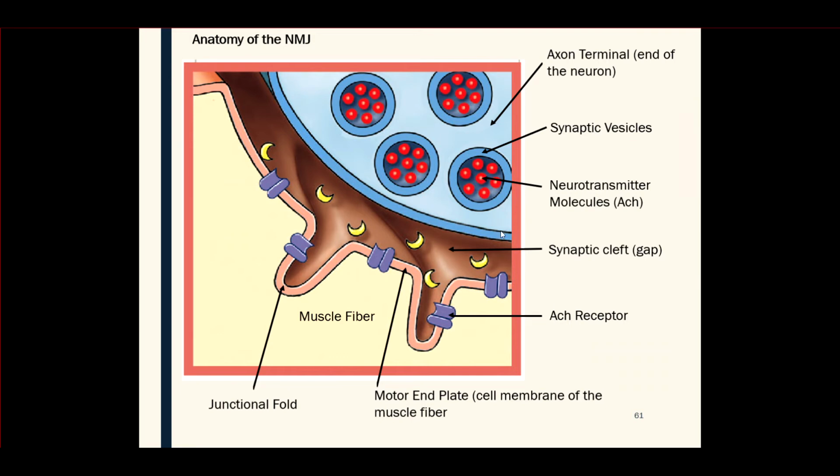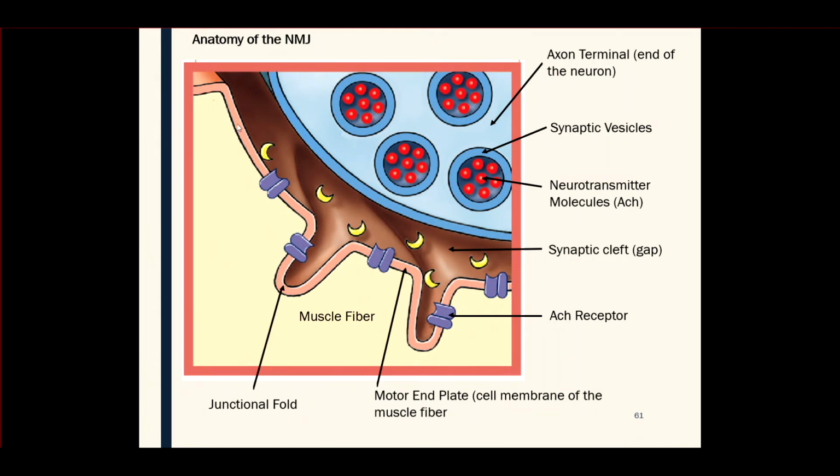Now, notice, guys, that the axon terminal here, this is the cell membrane of the axon terminal. Notice that the axon terminal doesn't touch the cell membrane of the muscle fiber. There's actually a gap. This space is known as the synaptic cleft, or you can call it the synaptic gap. So that's an important thing to know, that the axon does not physically touch the muscle fiber. There's a space there. We're going to ignore these crescent-shaped structures right now. I'll talk about them later.